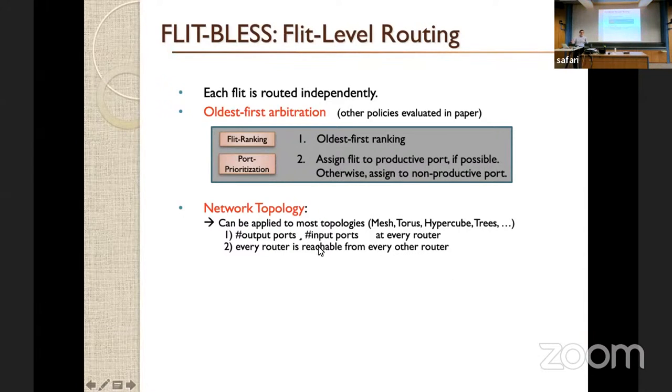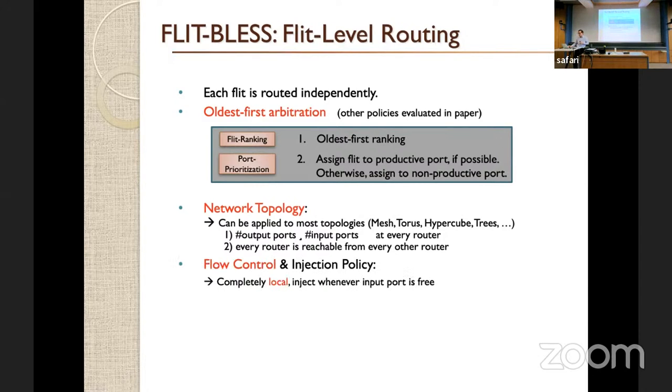I mean, clearly, this is the case, right? If your number of output ports is smaller than the number of input ports, then you cannot deflect. If you deflect something, where does it go? It has to maybe go back in the same port, but essentially that's an output port at that point. And also every router needs to be reachable from every other router. So this is also important, especially for fault tolerance. There are works that look at fault tolerance with deflection routing, which I'm not going to talk about, but this is very interesting.